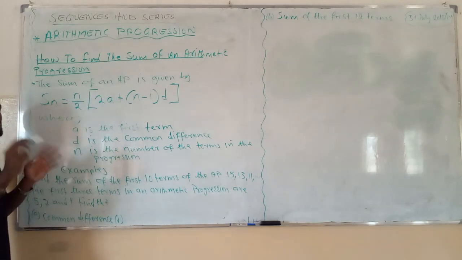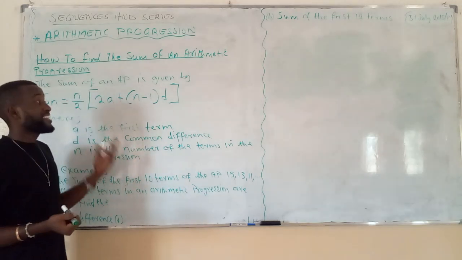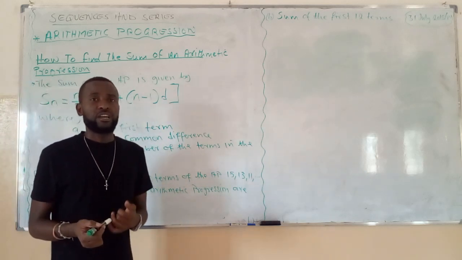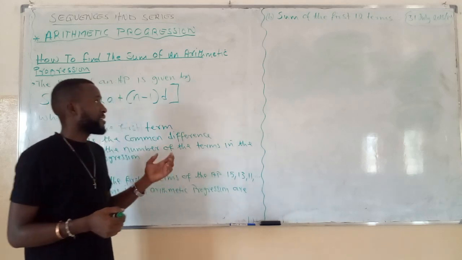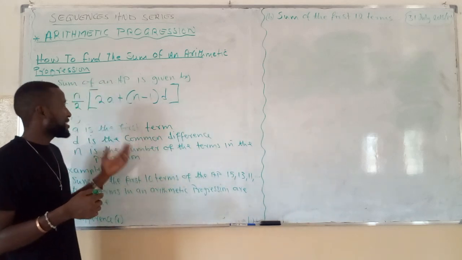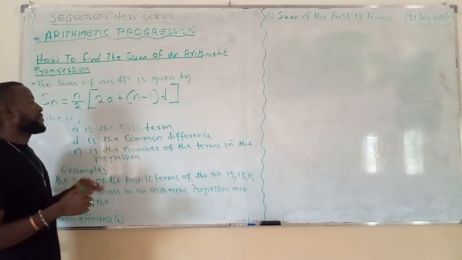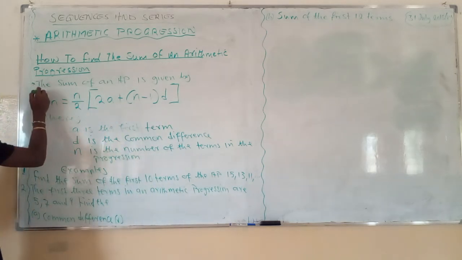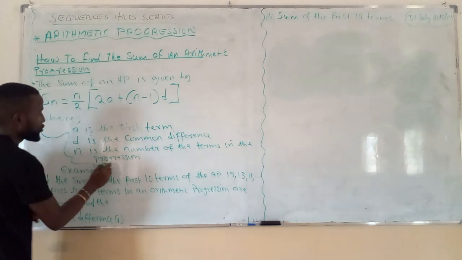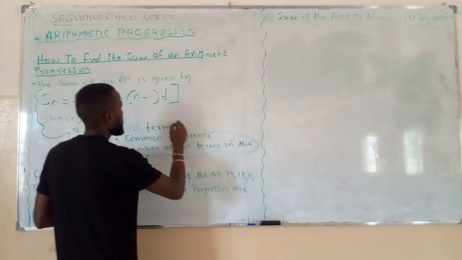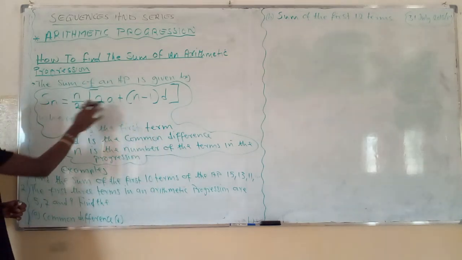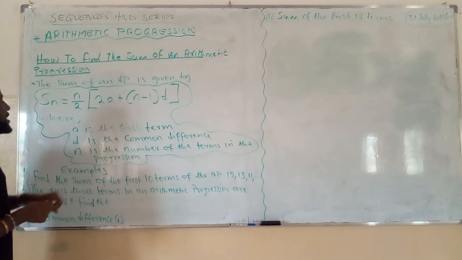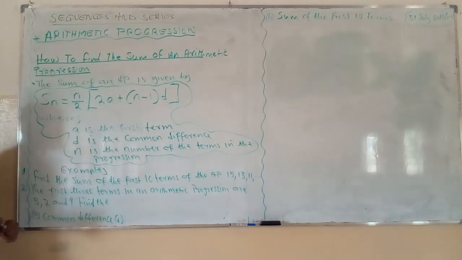This formula is very important and vital for you to know because it comes in paper 1 questions, ECZ examination questions. That is the Examination Council of Zambia. This comes in paper 1, so I would ask you to master and know how to use this formula. Always remember that the sum of an arithmetic progression is given by this cardinal formula, and all these letters simply mean that. Now let's look at the examples.